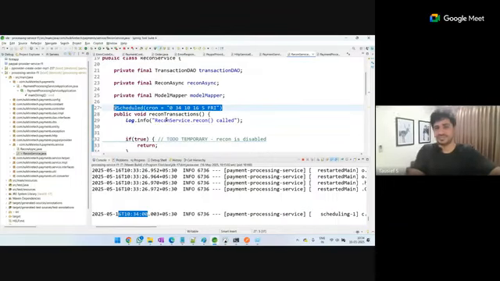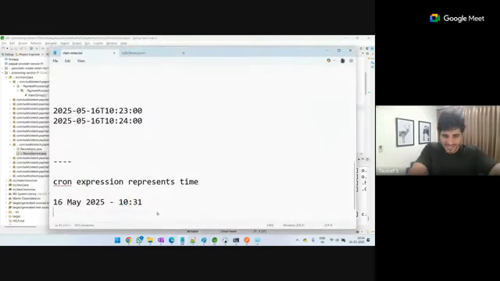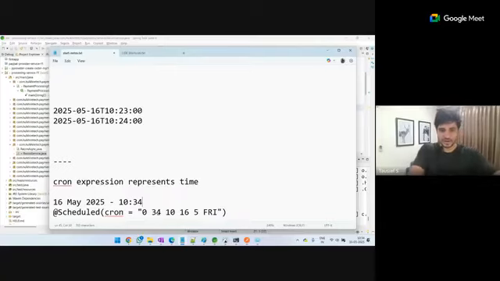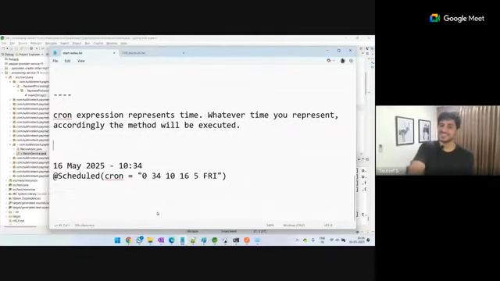That's the first conclusion. Okay, so let's note it down. So this can be represented like this. So if we say 34, okay, cron expression represents time. Second statement here is whatever time you represent, accordingly the method will be executed. Simple, guys. Straightforward. Any time can be now represented.